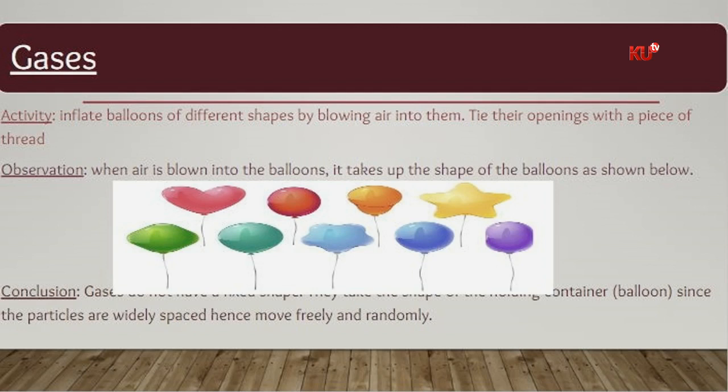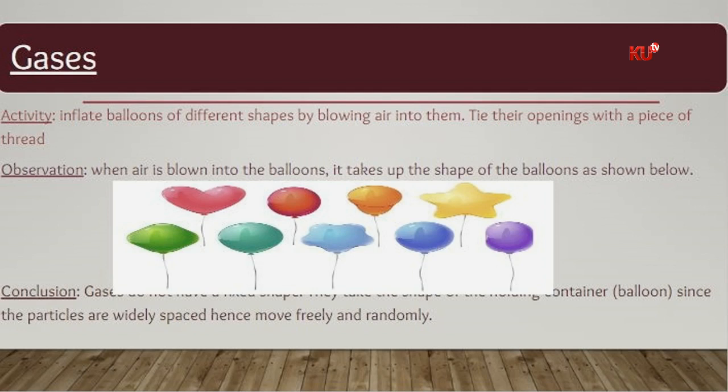When we blow air into balloons, the requirement is that they should be of different shapes. There are so many balloons. There are those that are round, there are others that are star, others take the love shape, the heart shape, and others, even those that are worn by children when they go out to play. So there are many different shapes of balloons. You are supposed to inflate these different shapes of balloons, and after inflating them, you tie the opening with a piece of thread.